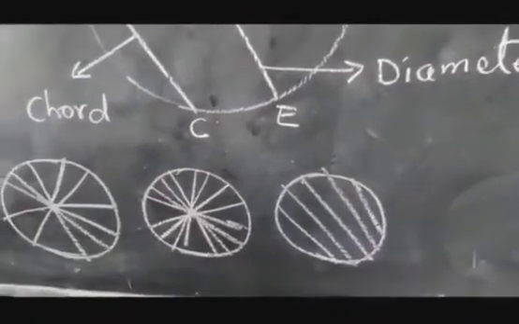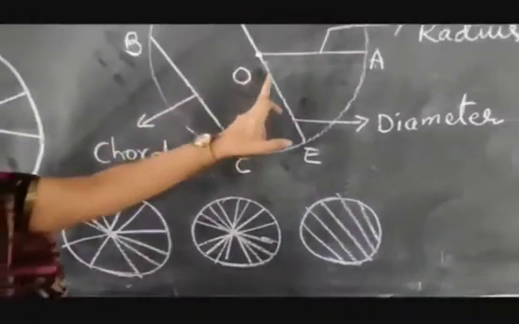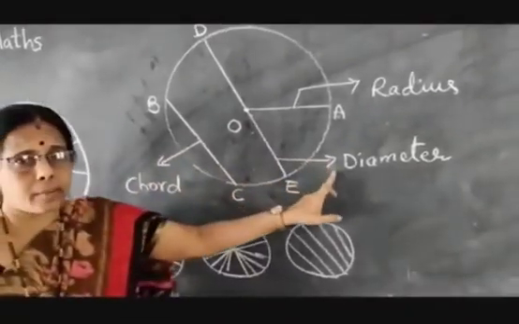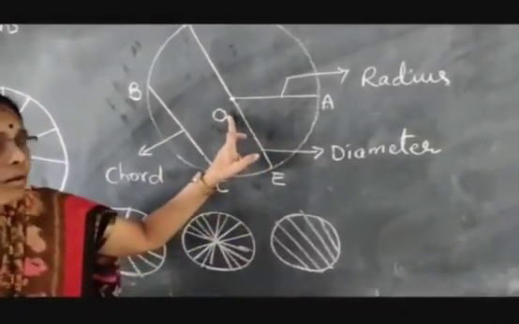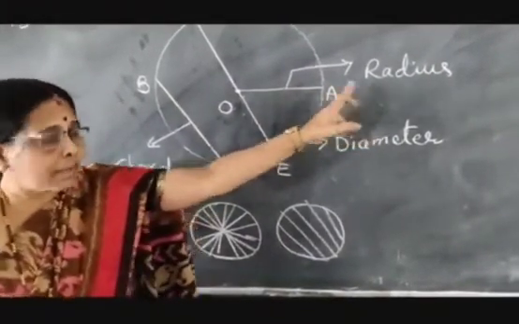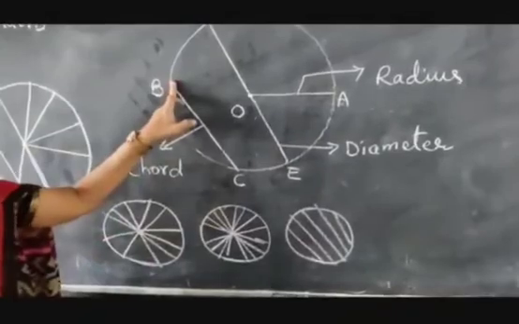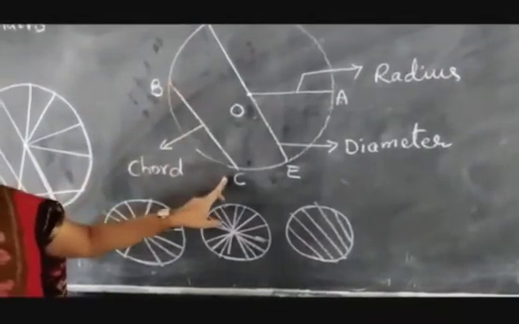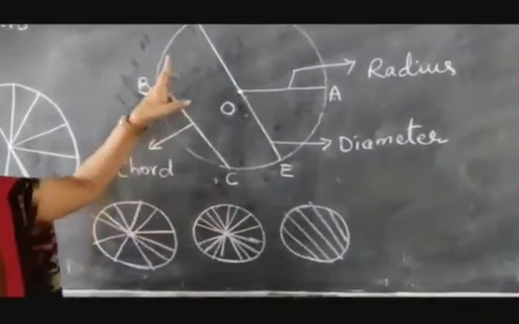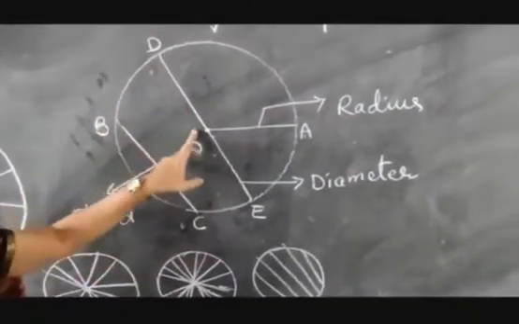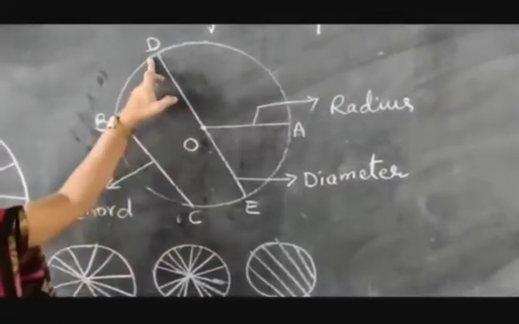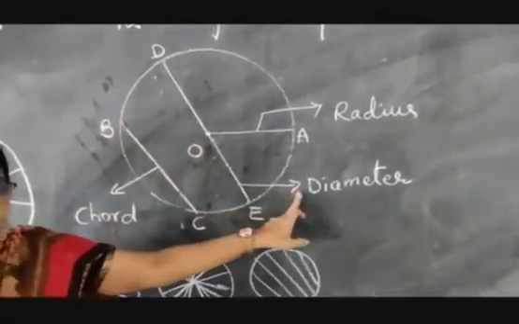I hope you understood what is radius, what is chord, what is diameter. Radius is the center of the circle to the edge of the circle. A chord is one edge to another edge of the circle. Suppose we draw a line segment, that chord passing through the center of the circle is called a diameter.